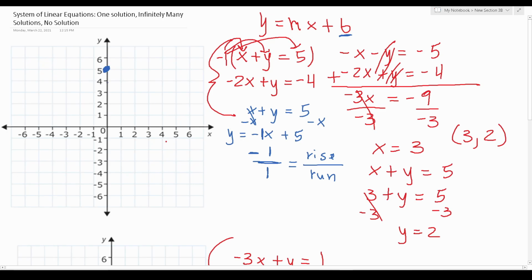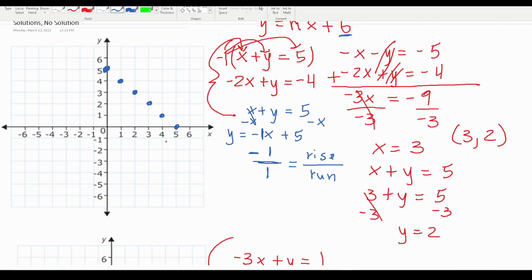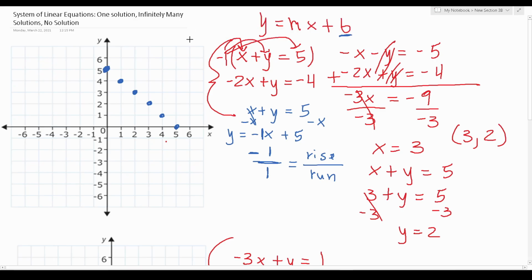Again, we're going down 1, right 1, down 1, right 1, down 1, right 1, down 1, right 1, down 1, right 1. And let me go ahead and draw a line there. Okay, there's our line. It's not perfect, but it's good enough. And let me go ahead and make these a little bigger.